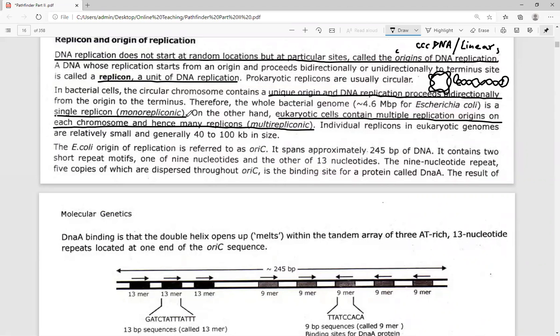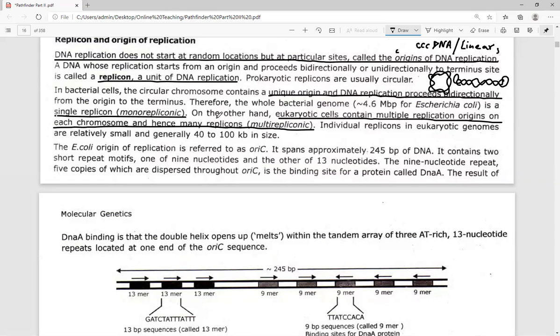That means the entire bacterial genome behaves as a single replicon unit, whereas in eukaryotes we talk about multi-repliconic units, in which a large number of replication sites take part in the process of DNA replication.